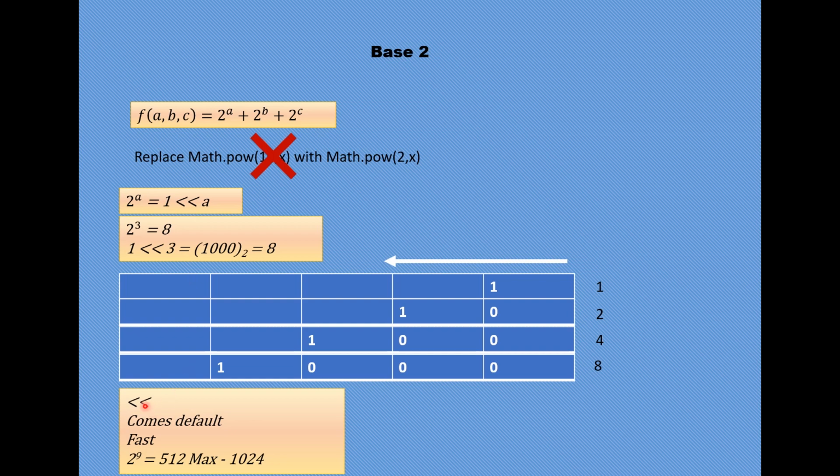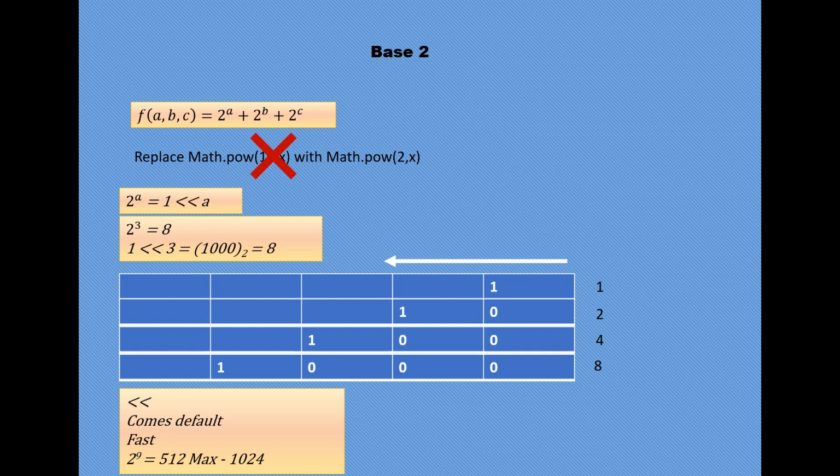The advantage of the left shift operator is that it comes by default in most programming languages. You don't need any extra libraries for that. It is much faster compared to your pow function. This left shift operation happens at the hardware level. And 2 raised to 9 is 512, so maximum you are going to deal with a number like 1024, and so there is absolutely no chance of any overflow occurring.